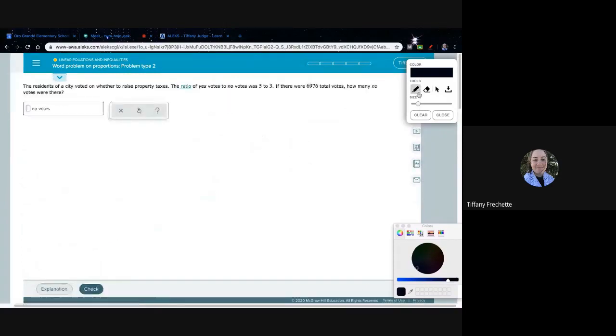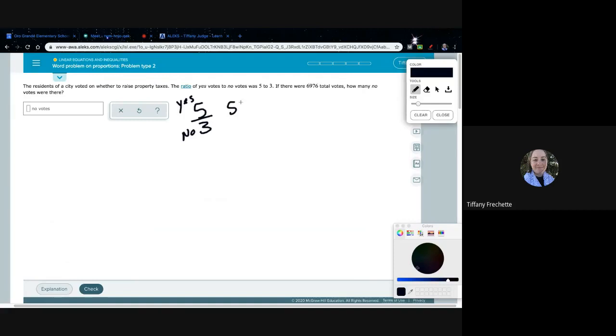Okay, so the residents of a city voted on whether to raise property taxes. The ratio of yes votes to no votes was 5:3. So I'm going to write 5:3. This was yes to no. If there were 6,976 total votes, how many no votes were there? So we're going to go total and no. Those are the two things we need.